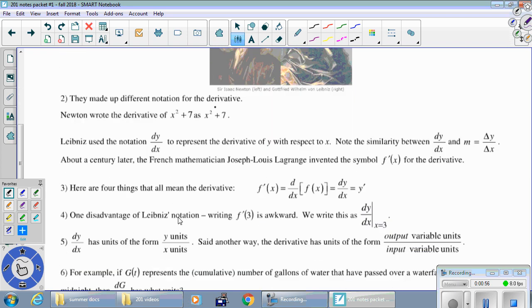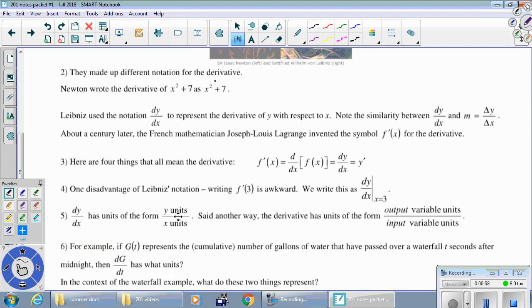Moving on to number 2, they made up different notation for the derivative. Newton wrote the derivative of x squared plus 7 as x squared plus 7 with a dot on the top. We don't use that anymore. Leibniz used the notation dy dx to represent the derivative of y with respect to x. Note the similarity between dy dx, derivative, instantaneous rate of change, and m equals delta y over delta x, slope, average rate of change. That was what Leibniz was after, capturing this idea of average rate of change, but the d instead of the Greek delta, that's also a d, representing the instantaneous rate of change, not the average rate of change.